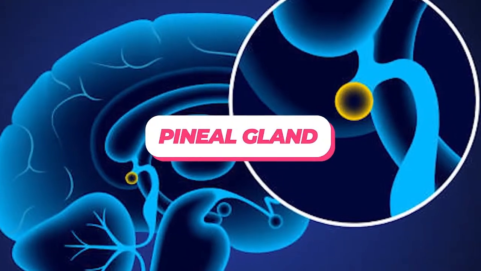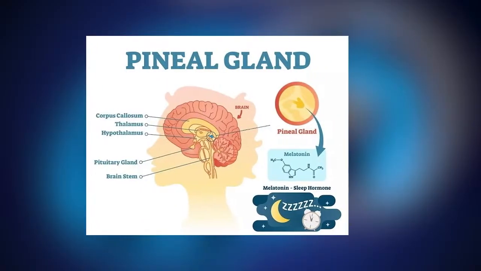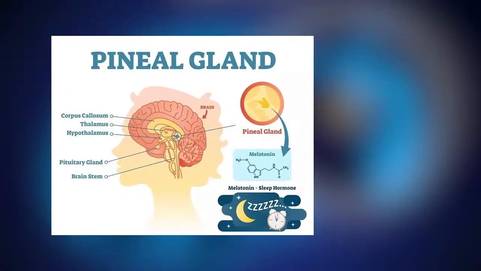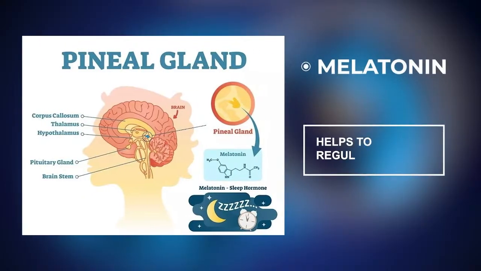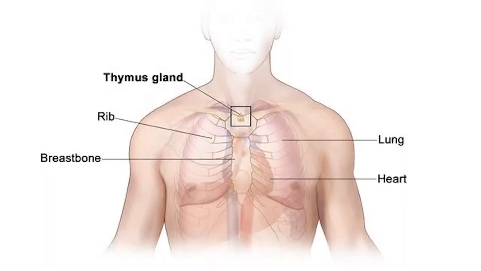Pineal gland. The pineal gland is a small endocrine gland located in the brain that produces the hormone melatonin, which helps to regulate the body's sleep-wake cycle.